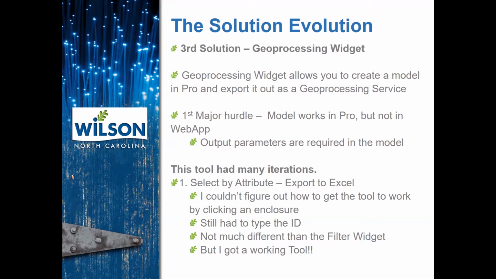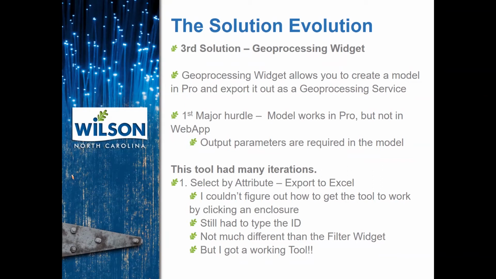So output parameters, once again, I'm not a modeling pro either. So I've created only a handful of models in my life. I don't know if parameters are usually required for models, but they definitely are required for geoprocessing services. If you don't have input parameters and output parameters, nothing will work as a geoprocessing tool, because when we're setting up that tool in the configuration, you have to actually configure those parameters to make it work. So after I learned about needing parameters, then I finally had a tool that worked.